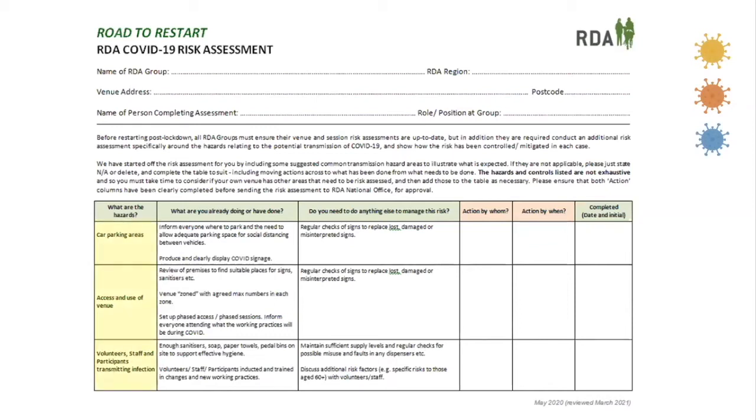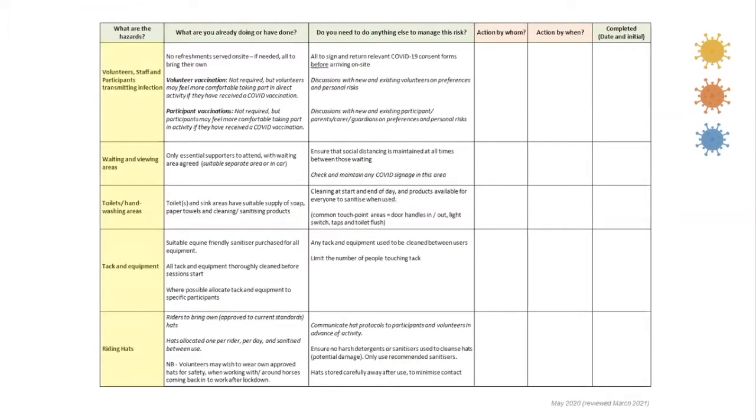So let's now just take a quick look at some of the hazards that we've identified as being typical of an RDA environment. Again, these are not exhaustive and are pretty much specific to COVID-19 in this case, so please make sure that you adapt these to your group's needs. Looking at the screen here, you've got car parking areas, access and use of the venue, volunteers, staff and participants transmitting infection. You've got waiting and viewing areas, toilets and hand washing, tack and equipment, riding hats, something that's useful to think about. It's often overlooked, particularly if you haven't yet brought participants back.